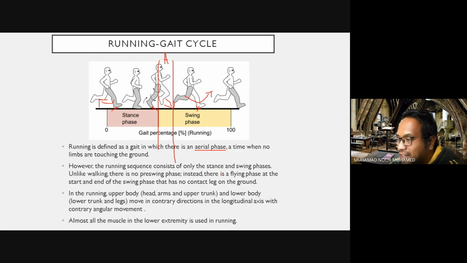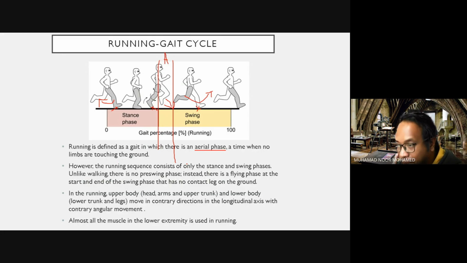Instead, there is a flight phase at the start and end of the swing phase, where there is no contact of the leg on the ground. When we walk, no matter what, one foot must touch the ground in order to have our pull back. But in running, since it is fast, there are times where both of our legs are actually airborne. It's not really flying, but in that phase the left leg has pushed off and swung forward, and the right leg has not touched down yet. So that is known as the aerial phase or flight phase.